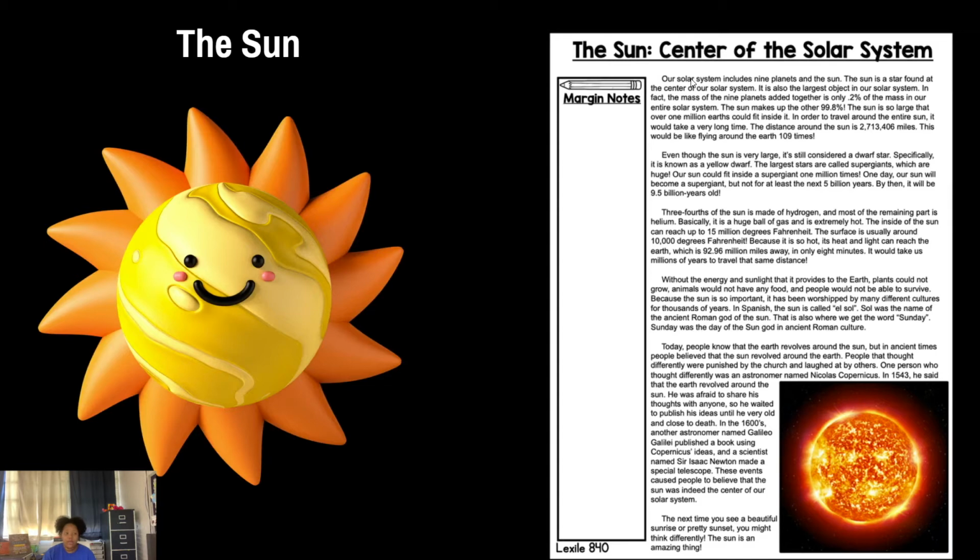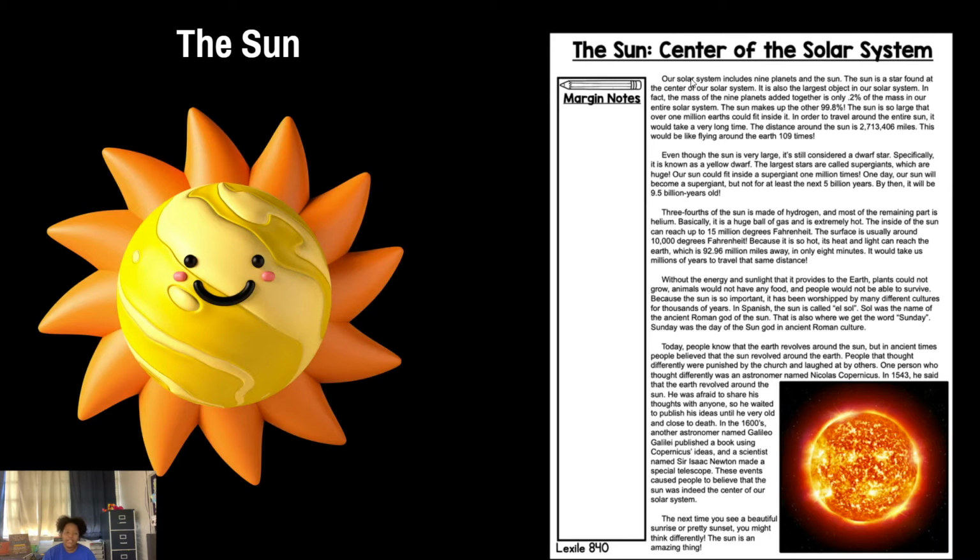In order to travel around the entire sun, it would take a very long time. The distance around the sun is 2,713,406 miles. This would be like flying around the Earth 109 times. That is insane. Even though the sun is very large, it is still considered a dwarf star.